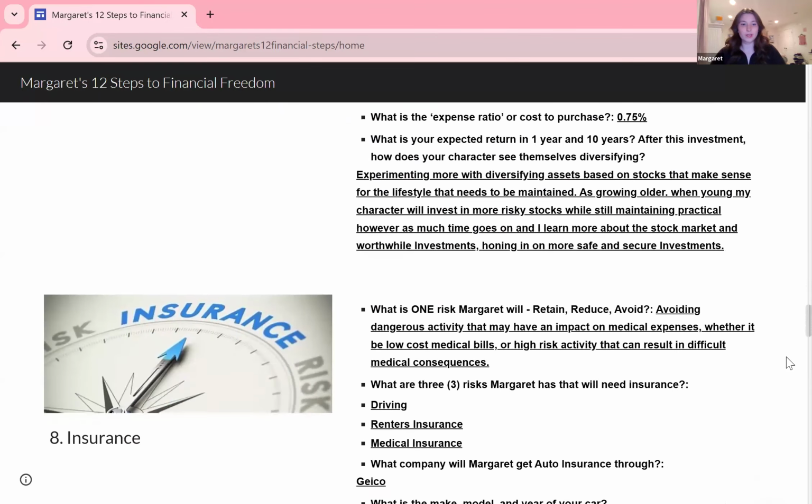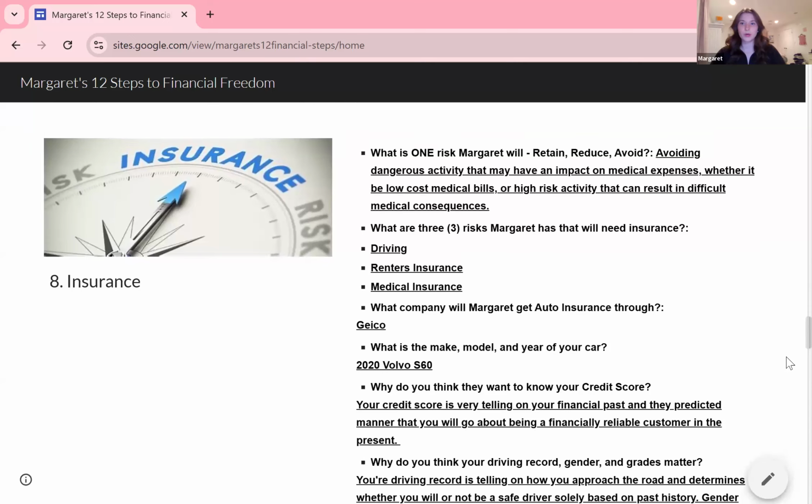Next, we are going to be looking at insurance. So as much as we can try to mitigate risk, it is always a factor that is going to contribute to our lives. Anything can happen, you never know. So it is important to determine what type of insurances we need and what insurance we are going to get.